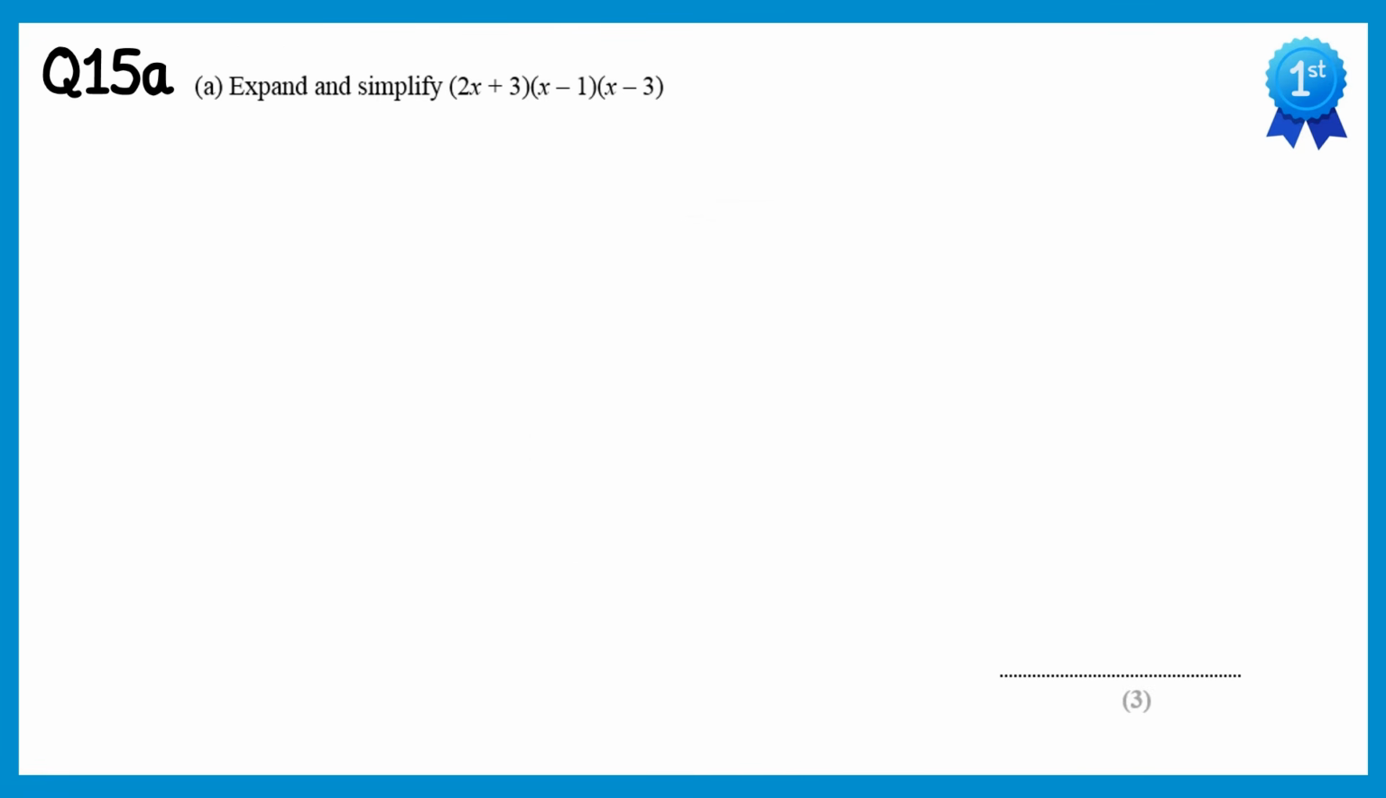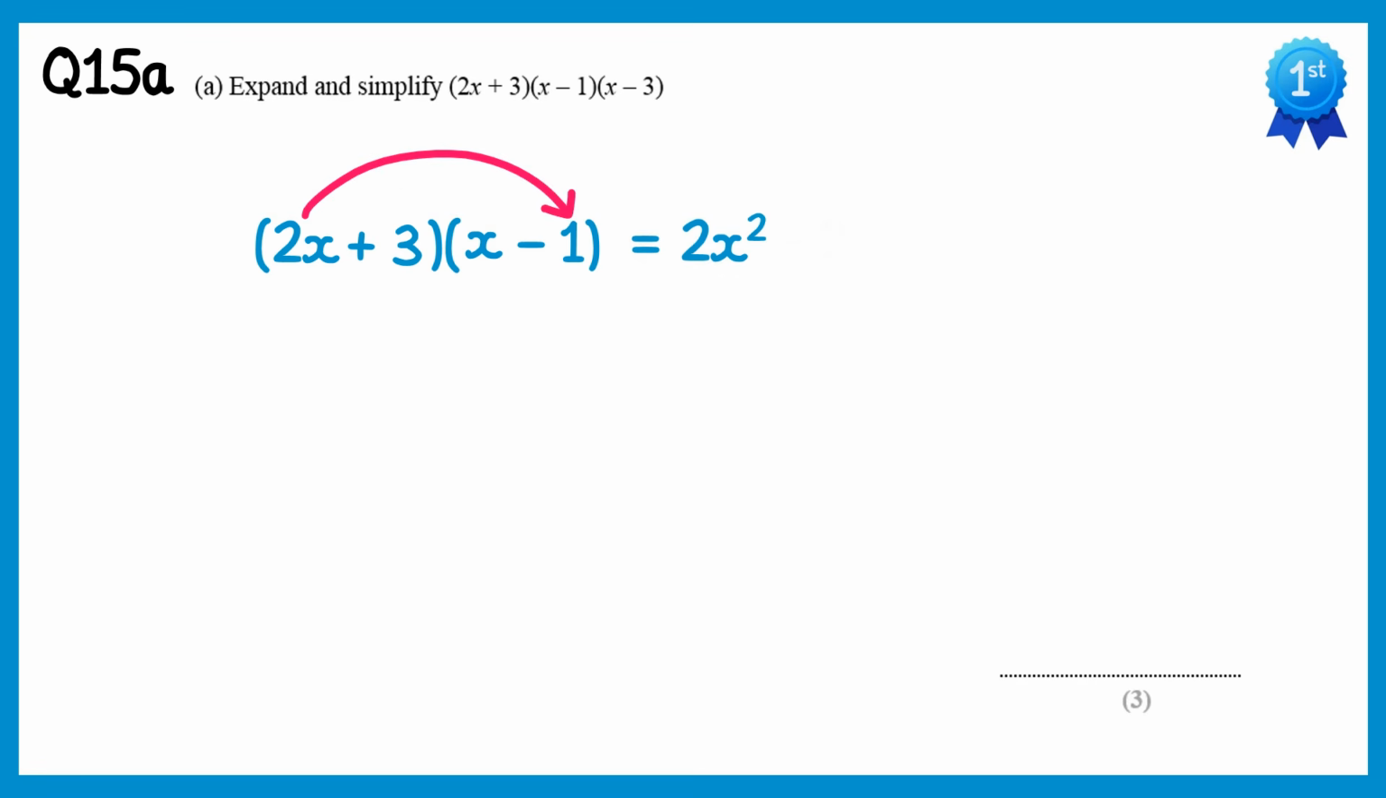For this question, we'll start by expanding the first two brackets, so 2x plus 3 times x minus 1. We'll do this using FOIL. So 2x times x is 2x squared. 2x times negative 1, negative 2x. 3 times x is plus 3x. And 3 times negative 1 is negative 3. This will simplify a little bit. We can collect the x terms here, so we end up with 2x squared plus x minus 3.